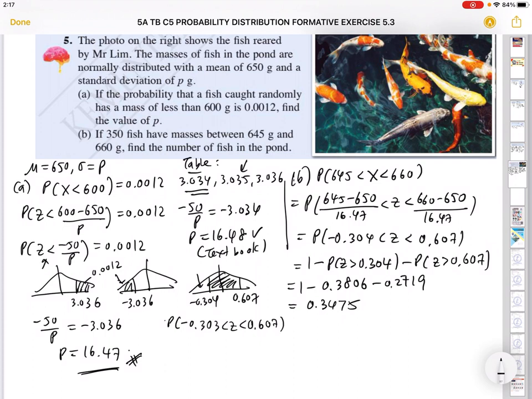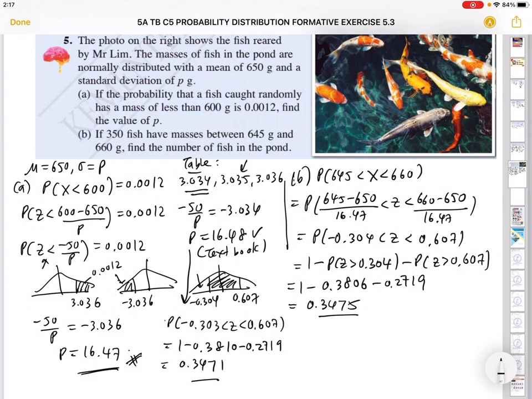And it does make a difference, because if you take 1 minus... I'm just going to list out this answer for you for your reference, because I know some of you may get a different answer as a result of using 16.48 versus 47. So this is 3471. Notice 3475, 3471. This is different because my calculation is based on the P value that's 16.48. Anyway, I've got a probability, but I haven't found the number of fish in the pond.